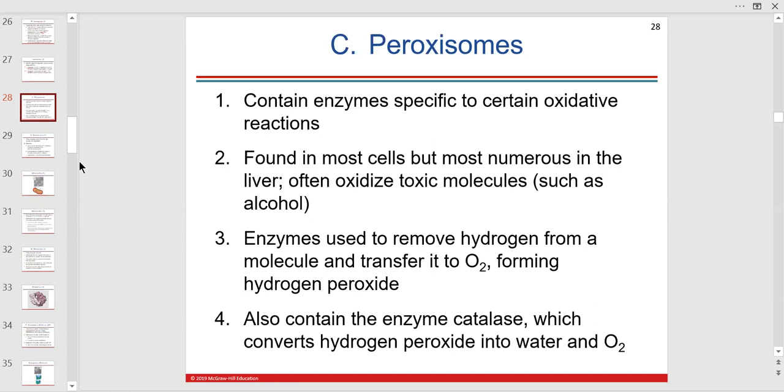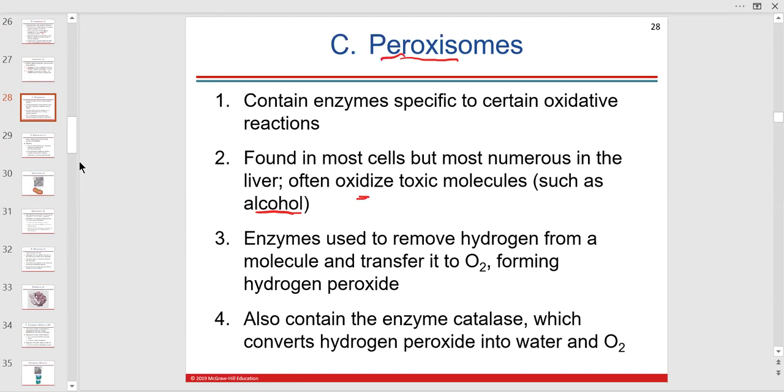Peroxisomes is more about detoxifying, and that's usually something that's not supposed to be there, like an Advil or a Tylenol, especially Tylenol, because your liver has to deal with that. Alcohol, whether it's drinking ethanol, alcohol, or alcohol that's produced from metabolic reactions. So the peroxisomes, again, they're working right now.